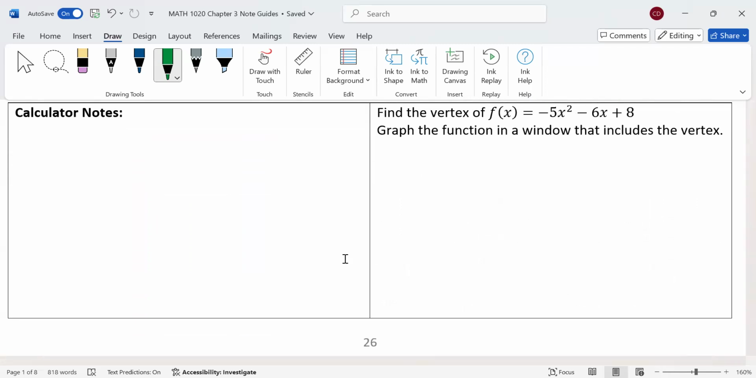All right, so there's a spot here for you to make some notes, and I'm going to show you how to find the vertex using your calculator. If need be, when we get to the word problems, I'm going to show you how to do it, writing it out just manually without graphing it, and you can use that way if you prefer. Okay, so let's go over to the calculator.